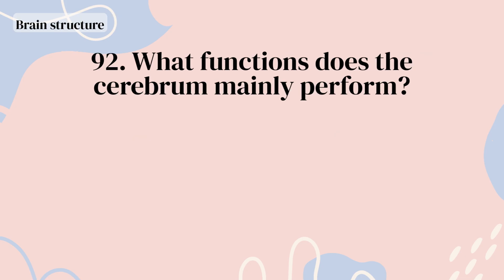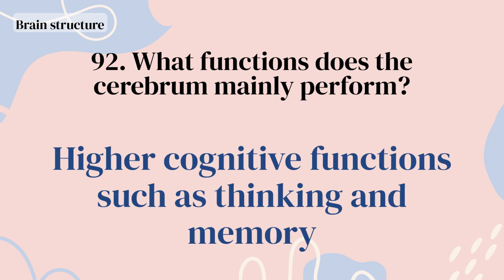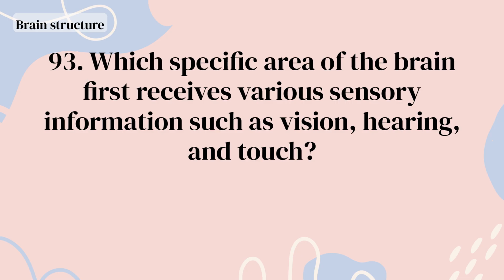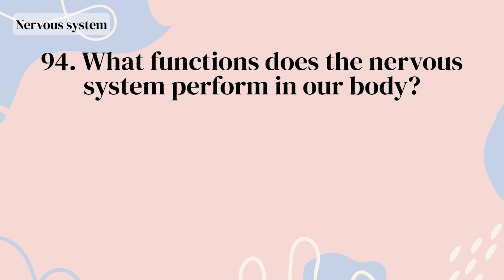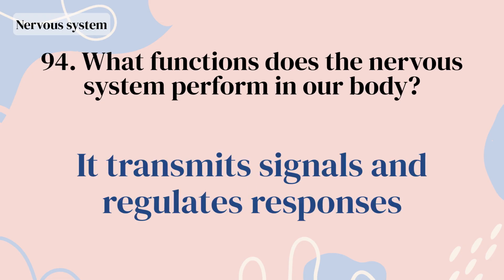What functions does the cerebrum mainly perform? Higher cognitive functions such as thinking and memory. Which specific area of the brain first receives various sensory information such as vision, hearing, and touch? The cerebral sensory cortex. What functions does the nervous system perform in our body? It transmits signals and regulates responses.